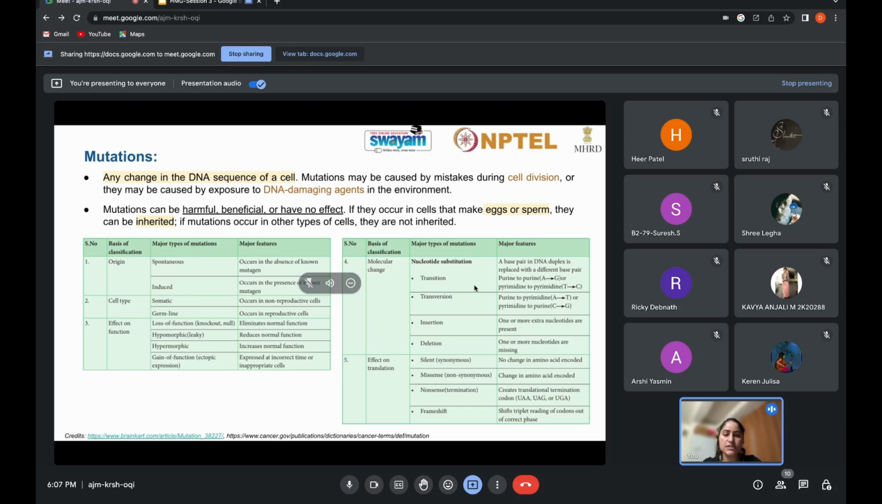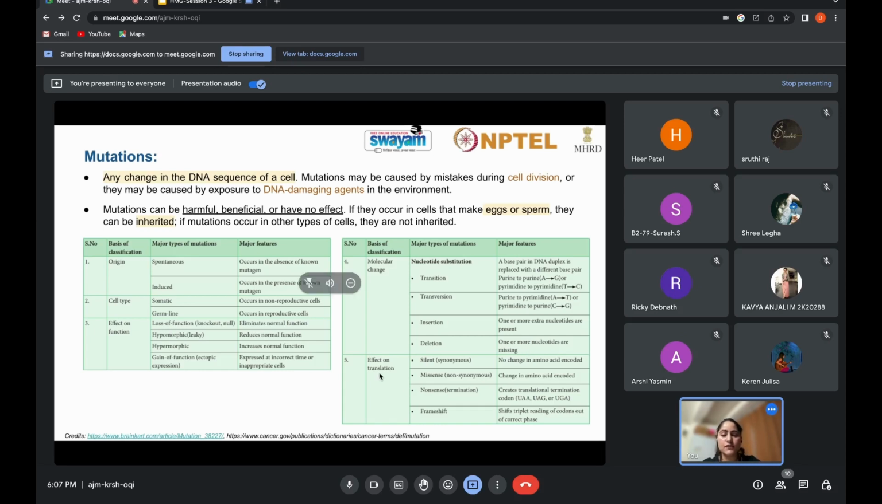So transitions means when a purine is converting to another purine, or a pyrimidine is converting into another pyrimidine, within a sequence of DNA. Whereas transversions, in this, a purine can convert to a pyrimidine and vice versa. Pyrimidine can convert to purine. Then comes insertions. So if an extra nucleotide is added within the sequence, then that is an insertion event. And similarly, deletion means a particular nucleotide is deleted from the DNA sequence. So these are the mutations on the basis of molecular change.